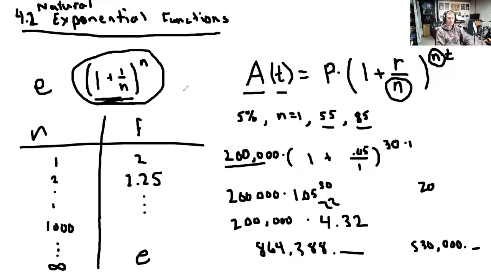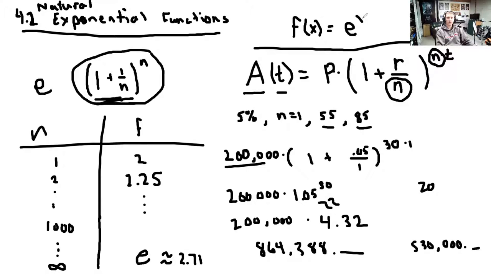It's approximately equal to 2.71. This is Euler's number. It's irrational. That means it's a non-terminating decimal that never repeats itself. And we call that the natural exponential base. So last time we looked at exponentials, which were some number to the xth power. If you make that number e, like this, we call that the natural exponential function.